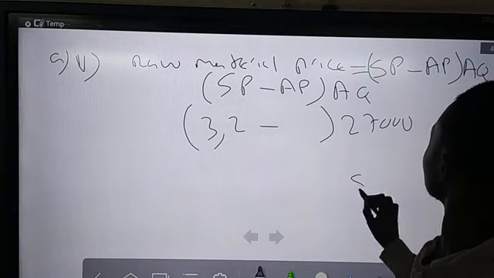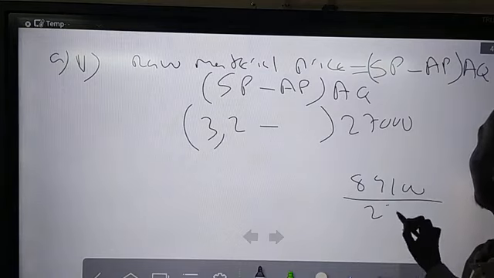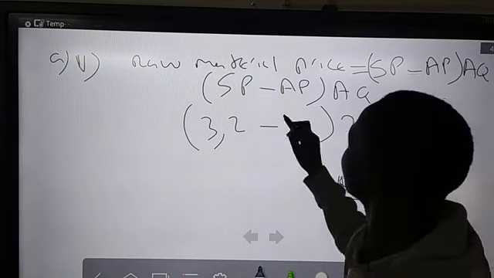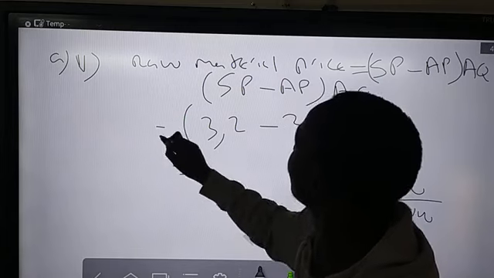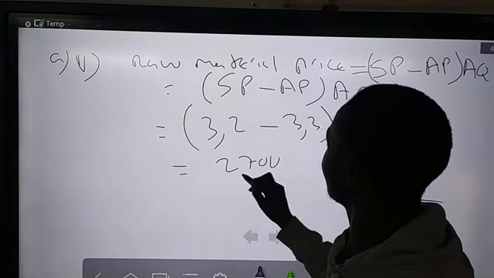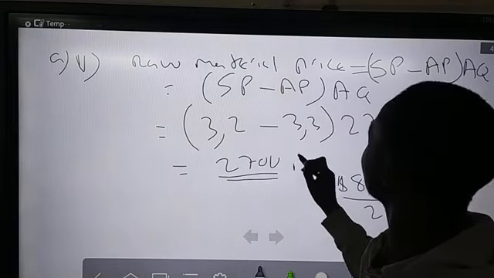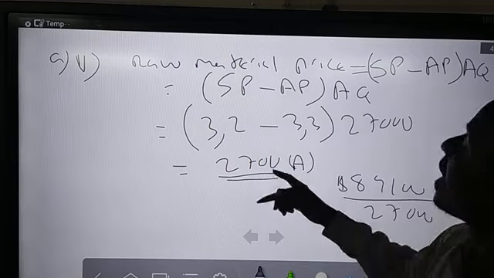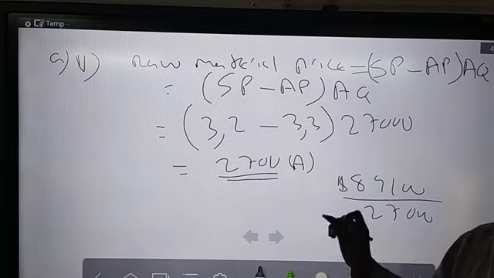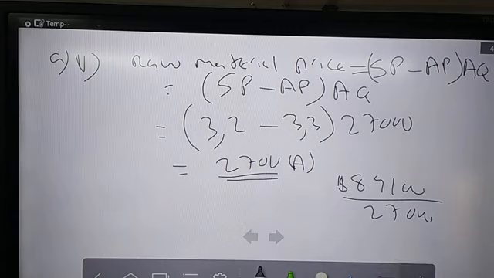It's 89,100 divided by the quantity of material, so 89,100 divided by 27,000. We get 3,3. And our answer becomes 3,2 minus 3,3, multiplied by 27,000. We get 2,700, and it's negative. If it's negative, that's an adverse. We were expecting that we are going to pay 3,2 to purchase raw material per unit, but we used 3,3, which is more. So our answer will be adverse.